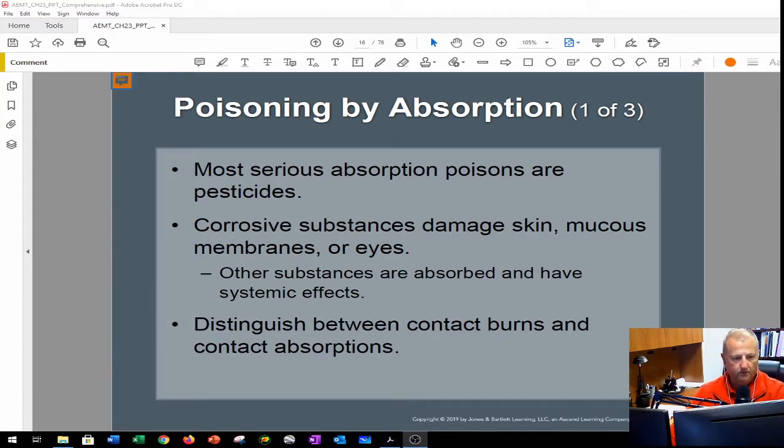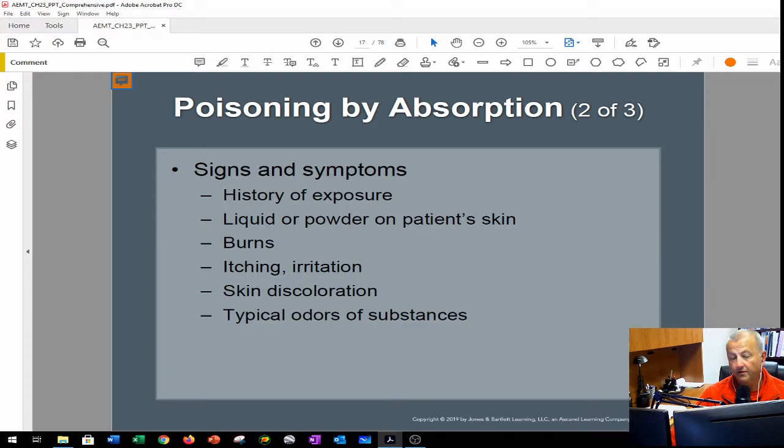So organic phosphates, what we were talking about, absorption poisons. So let's continue to the next slide. Signs and symptoms of poison by absorption. These poisons will eventually make it into the circulation if we don't do something about it. So we've got to get this stuff off of them. And so there's a couple things.